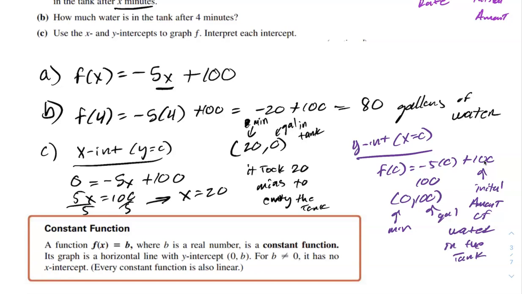That's what it always is, right? The y-intercept is always the initial amount. So in this case, we're talking about the initial amount of water in the tank. So 100 was the initial amount of water in the tank.